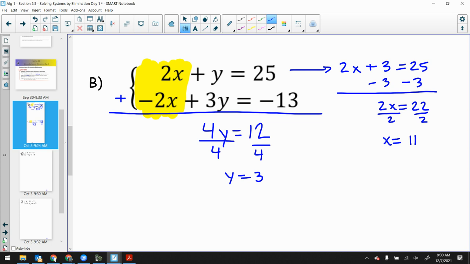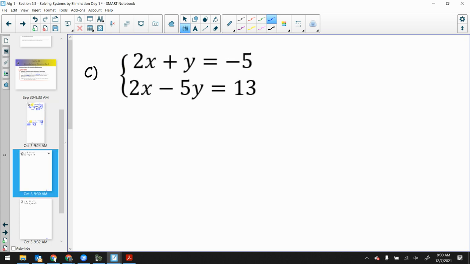Okay, and then we've got 11, 3 is our solution. Now, take a look at the next example. Is this one still set up for elimination? Almost. What do you notice about the x coefficients? They're not opposites. They're the same.